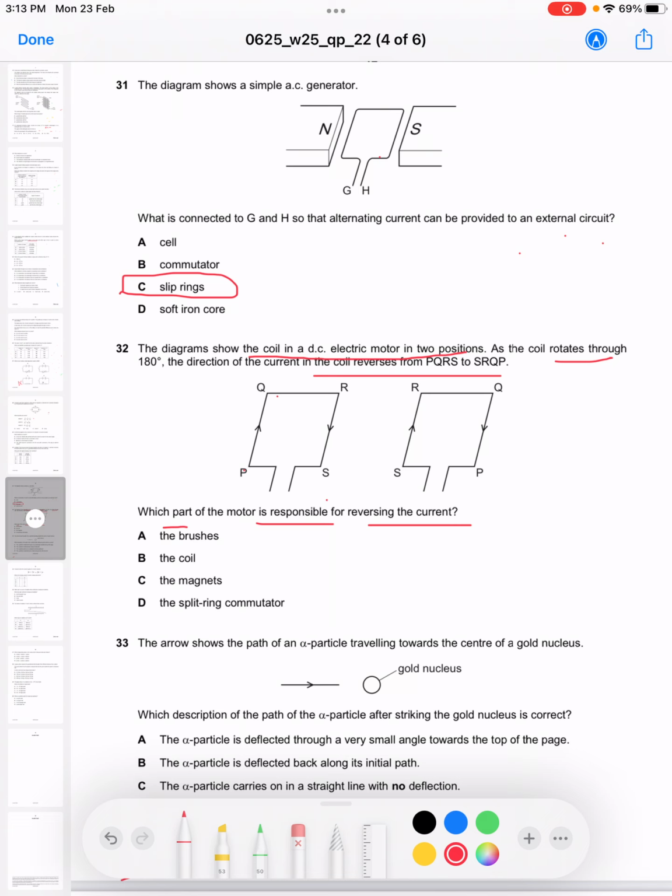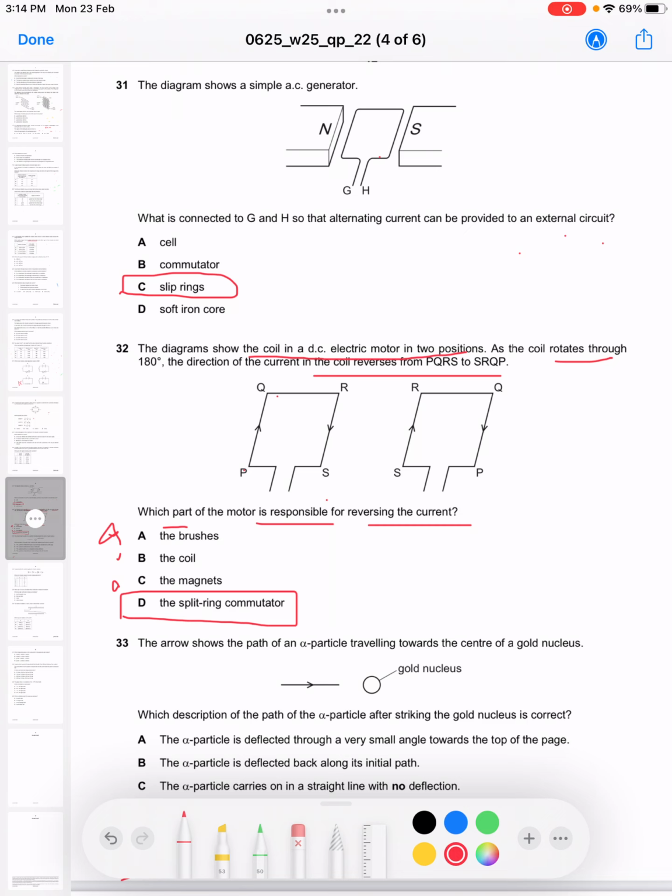So again, in the case of a DC motor, we have the split rings, the commutator. These are the ones responsible for reversing the current. And in the case of AC, we have slip rings. Now come to question number 33.